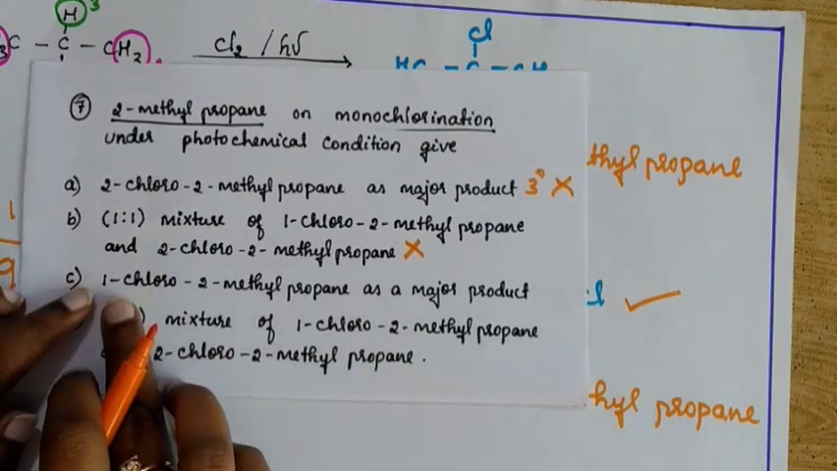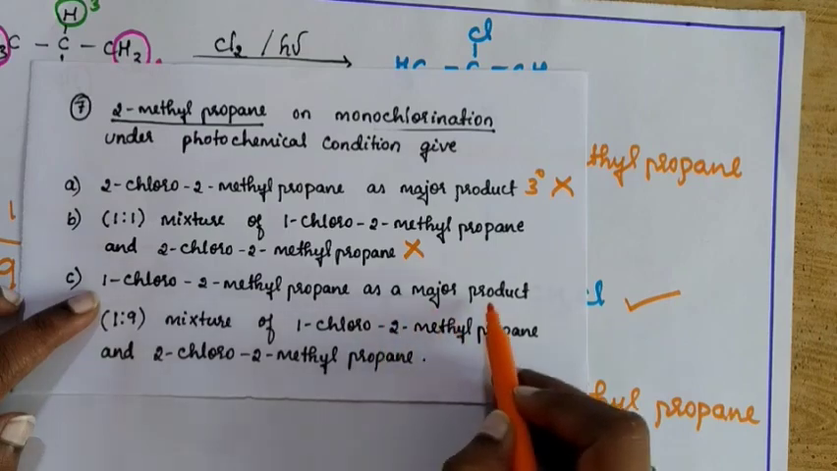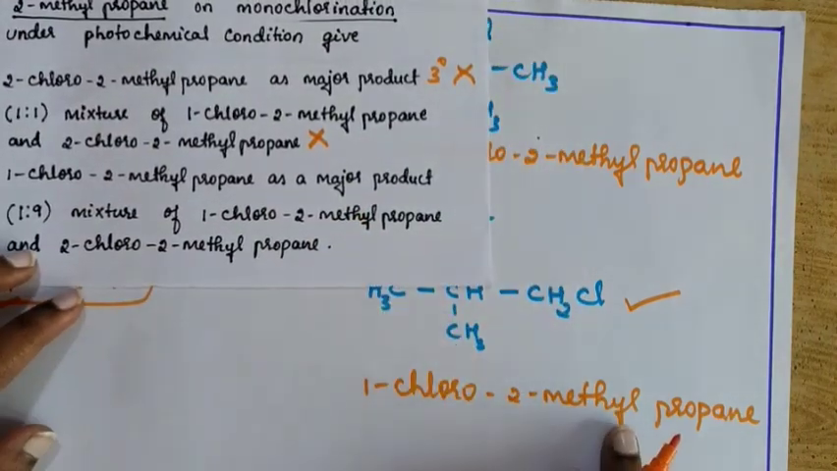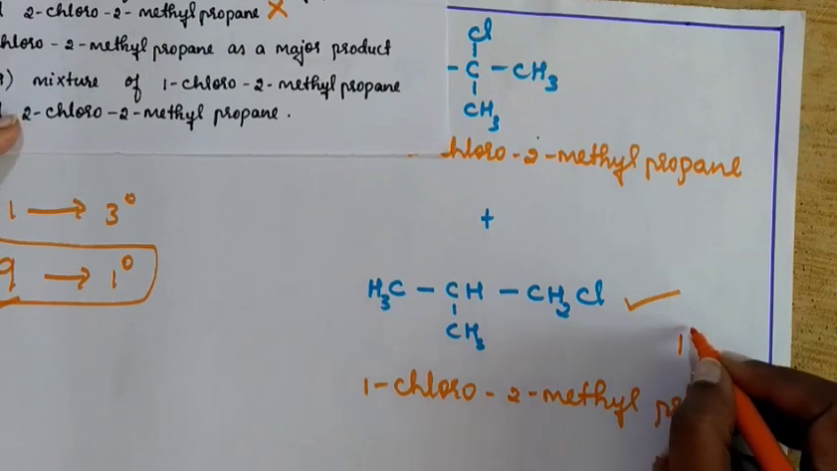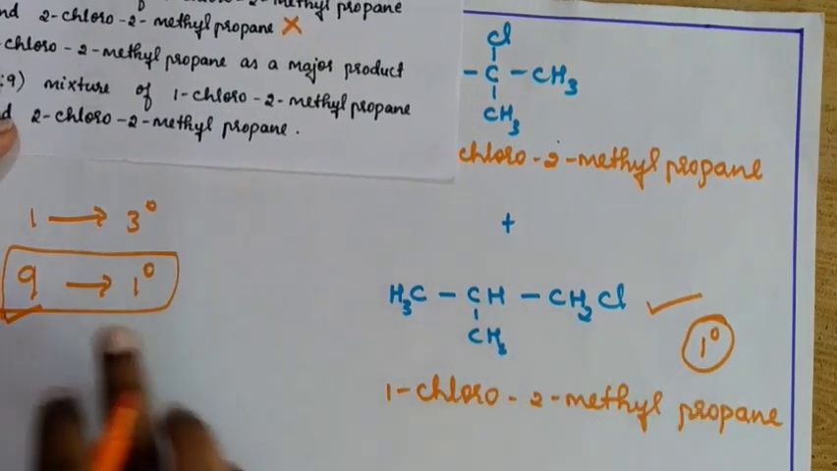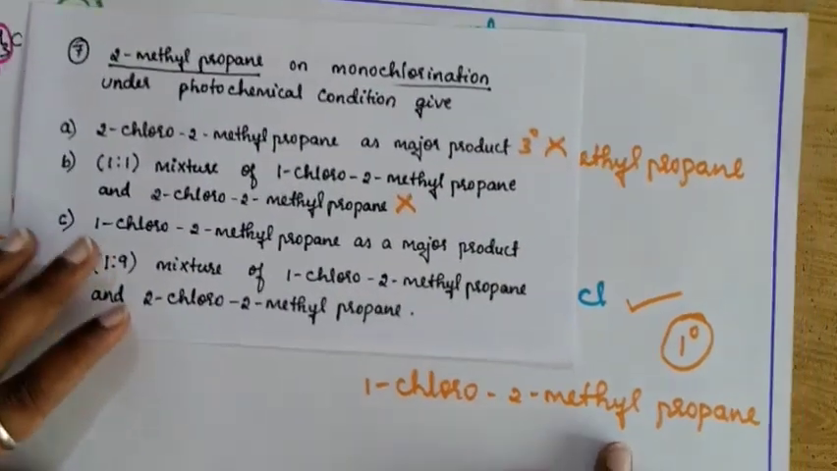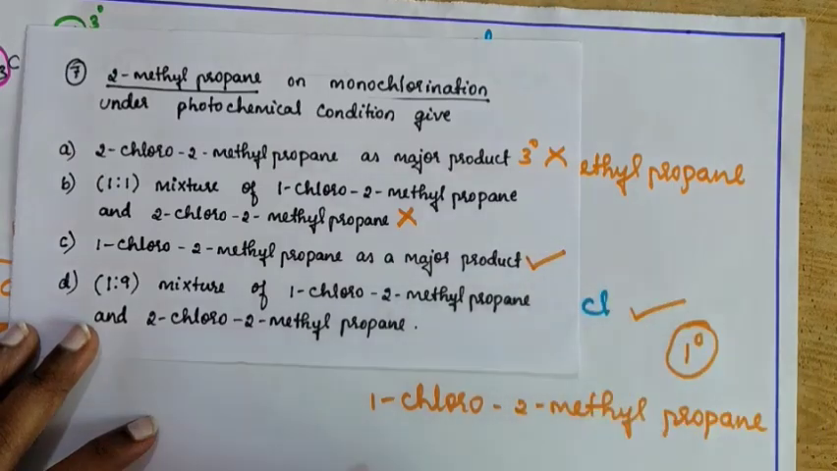And option C is 1-chloro-2-methyl propane as a major product. 1-chloro-2-methyl propane is our second product, which we get from the primary hydrogen replacement, and the number of primary hydrogens is more, that is 9. So the chances of getting this product are more. So option C is the correct answer.